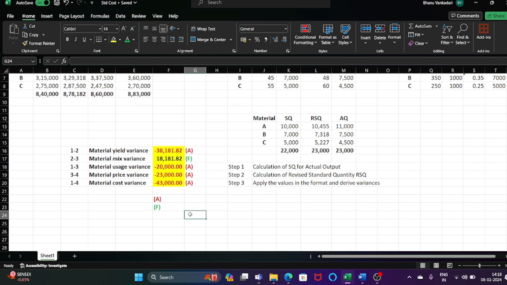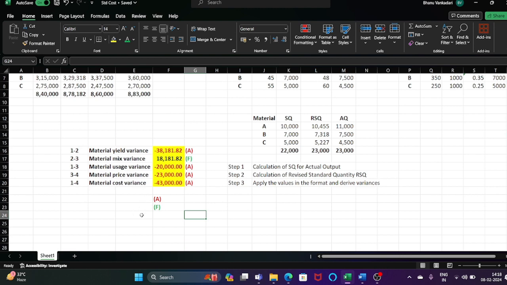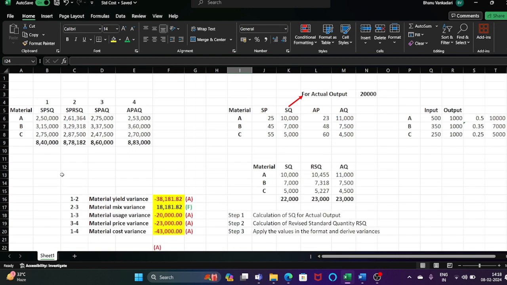So in this way, you can practice this. I'm sure you can do it very fast in the examination. You can even remember all the formulas from this format. I will explain now. 1 minus 2 is a metal yield variance, for example. 1 minus 2 means SP SQ minus SP RSQ.